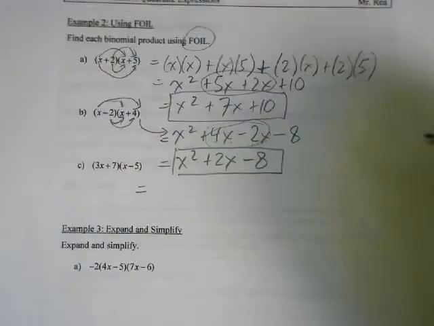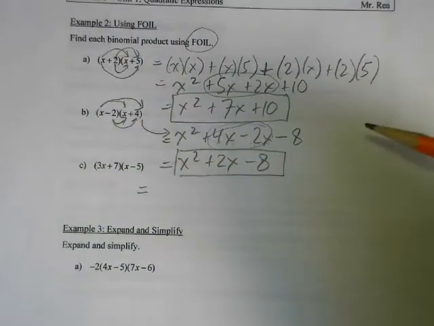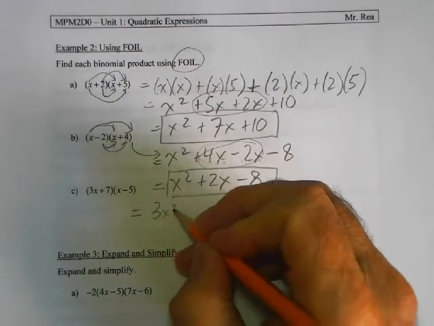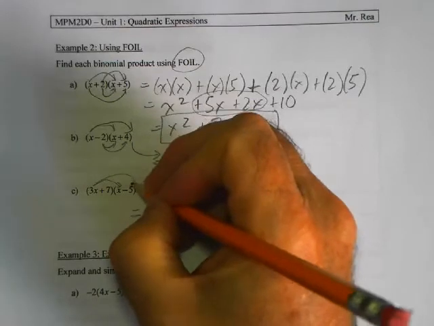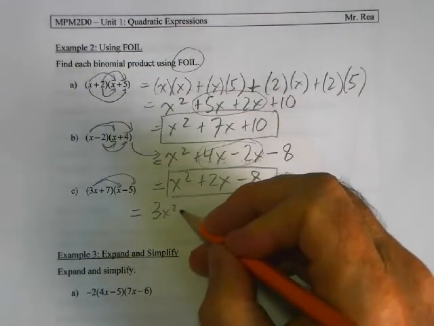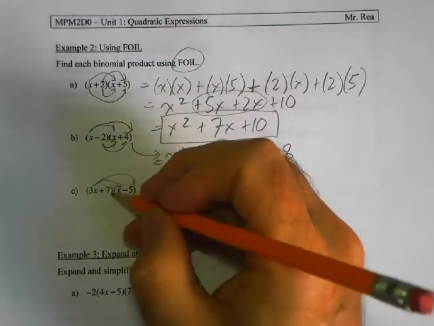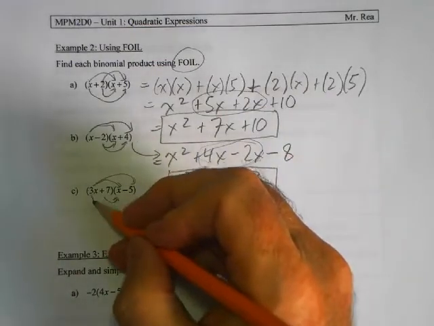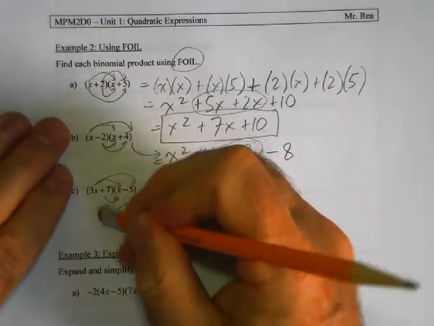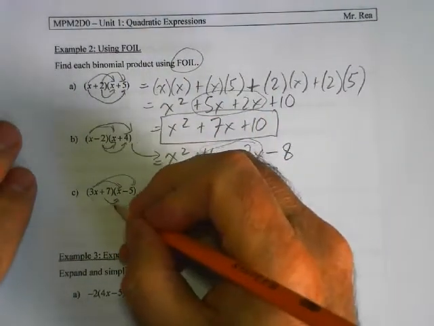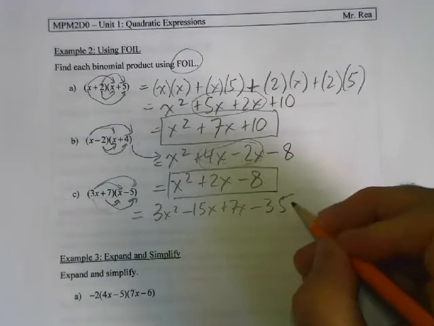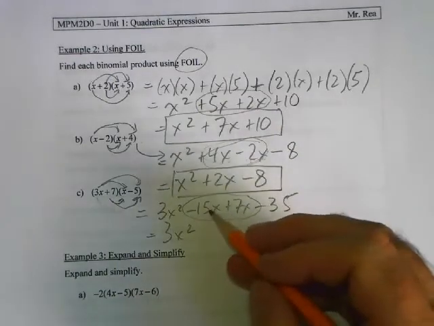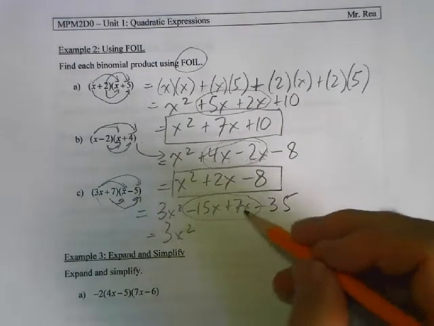And then this one here, this one's a little trickier because we got a 3x instead. So it's going to be 3x times x first, outside 3x times negative 5, that would be negative 15x, and then inside positive 7 times x, plus 7x, and then, sorry, that's not right, the last would be positive 7 times negative 5, that's negative 35. Combine these two guys together, 3x squared, so this is like negative 15 plus 7, or 7 minus 15, that would be negative 8.